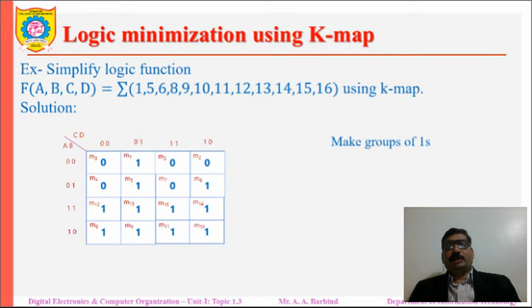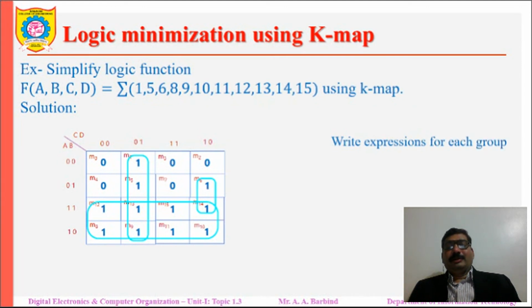Now we form the octets, quads and pairs out of this. We can see here that we can form an octet. We should always form a bigger group. So this is a group of 8 ones. Then you can see here that you can form a group of 4 ones. This is the second group in this K-map. Now this is the only one remaining, and you can pair this one to make a group. Now all ones are in one or the other group.